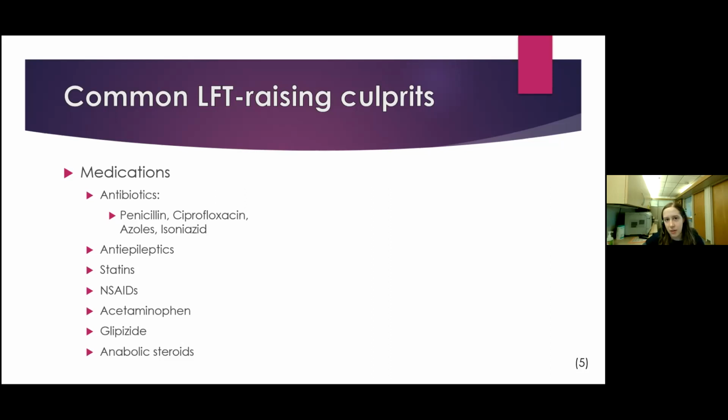I know we classically learn about anti-epileptics, in particular phenytoin and carbamazepine, but you should also be thinking about a lot of other things as well. We classically learn about acetaminophen, but NSAIDs can do this, statins. Metformin is not commonly thought to raise the LFTs, but glipizide can when thinking about diabetic medications, as well as anabolic steroids.